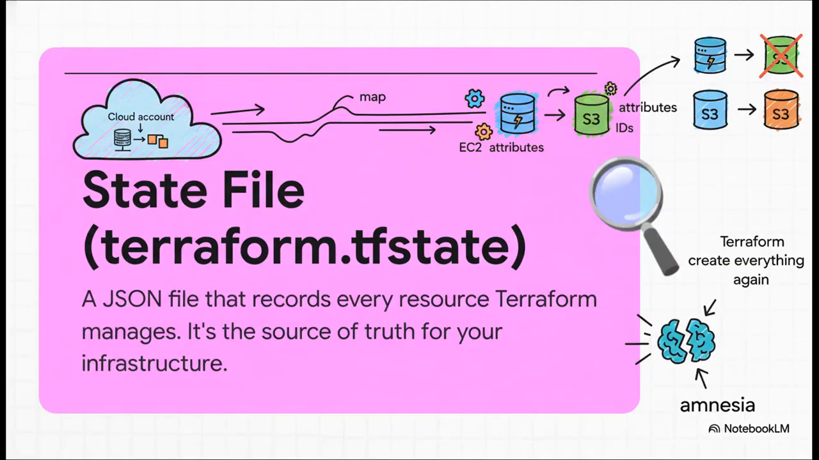All right, let's talk about the brain of the whole operation, the state file. It's basically a big JSON file that acts as Terraform's memory. It's the map that connects the resources in your code to the actual real-world resources in your AWS account. It keeps track of every resource ID and every attribute. And it's what makes Terraform so fast, because it can just compare your code to this file instead of asking AWS about every single thing. Without the state file, Terraform has total amnesia.